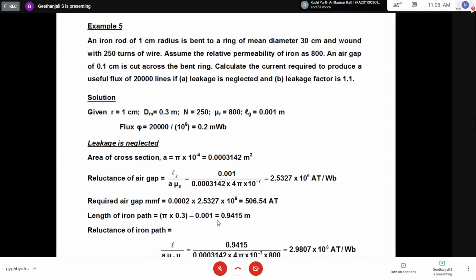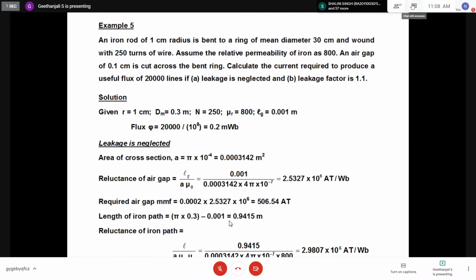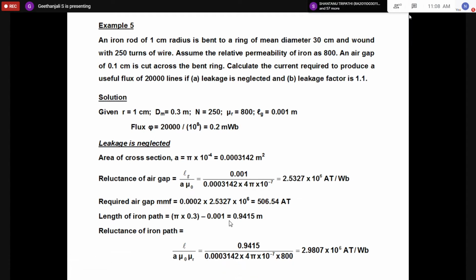Next, the reluctance of the iron path. It is the length of the iron path divided by A into mu, where mu is equal to mu naught into mu r. The length of the iron path we have just now calculated. So substitute the values, and we get the reluctance of the iron path equal to 2.9807 into 10 power 6 ampere turns per Weber.